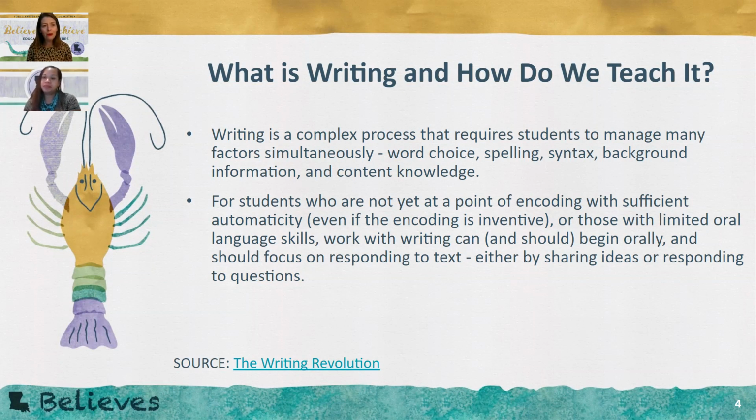But we also want to build their capacity to think deeply about things, such that when they get to a point of encoding with automaticity, they're going to have a really sophisticated sense of how to communicate content in a complex way. So it's important that we're developing both of these strands simultaneously in our writing instruction, just the way we do in our reading instruction at the K-3 level.